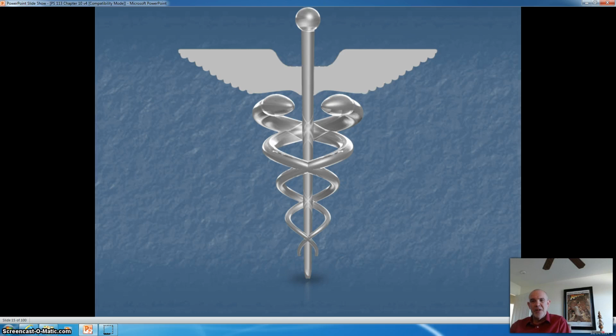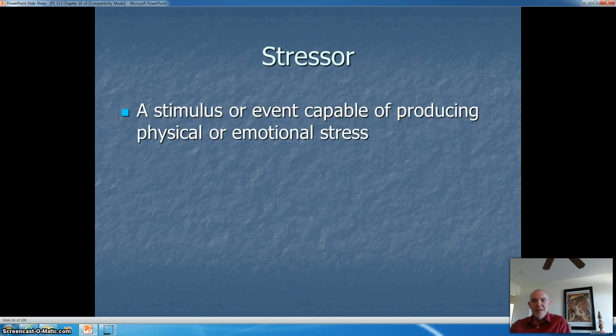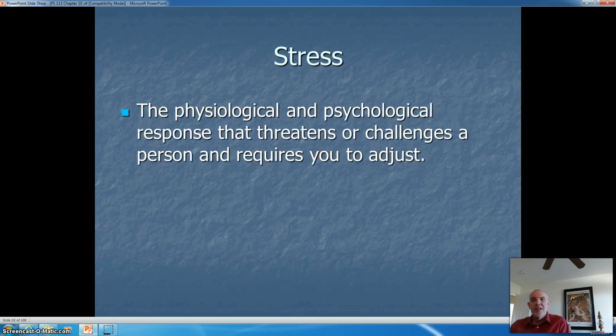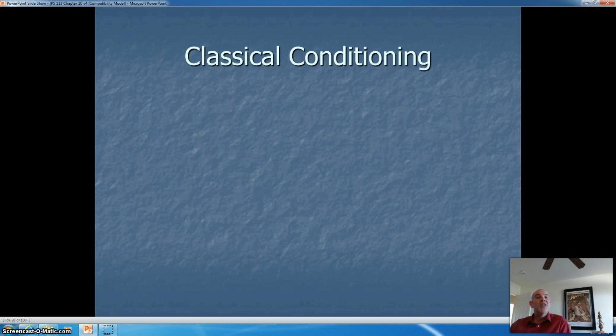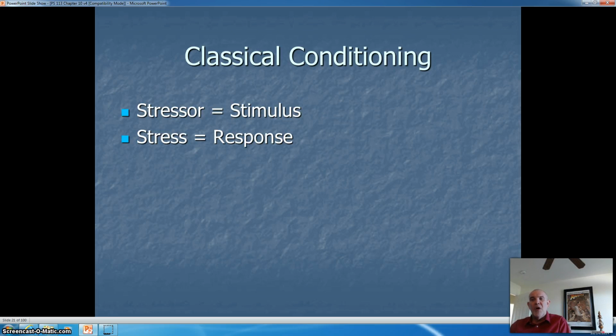So, let's define a stressor. A stressor is a stimulus or an event that's capable of producing a physical or emotional stress. There are several varieties of stressors out there that we're going to review shortly. But now let's define stress. Stress is the physiological and/or psychological response that comes afterwards. It challenges us, and you have to adapt or adjust to it somehow. Think back to Chapter 5 on classical conditioning. The stressor is the stimulus, while the stress is the response, S-R.